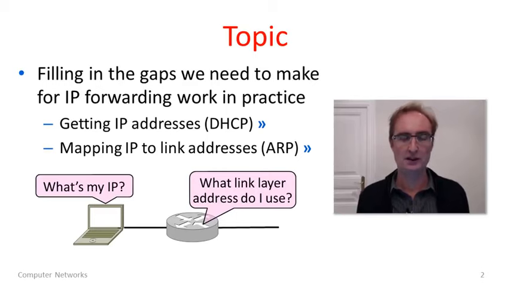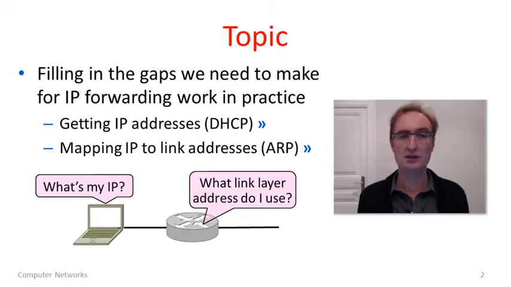Okay, so the astute viewers among you might have realized that there are a few gaps in my explanation of IP forwarding. In fact, we need a little bit of extra functionality to make things work, and in particular to answer a couple of questions. First of all, nodes need to be able to get an IP address from someplace to use as a source or a destination. And we'll look at how the DHCP protocol does this.